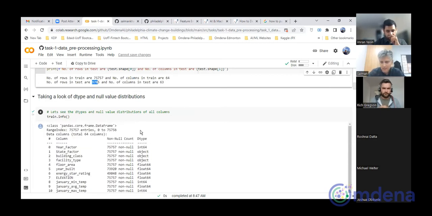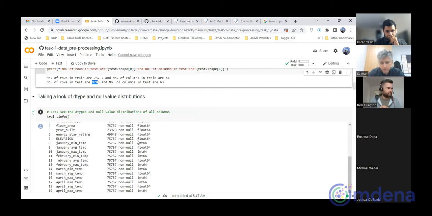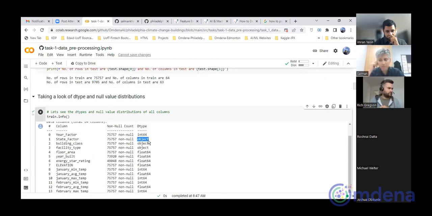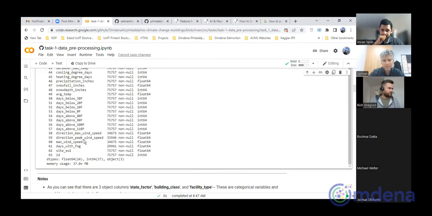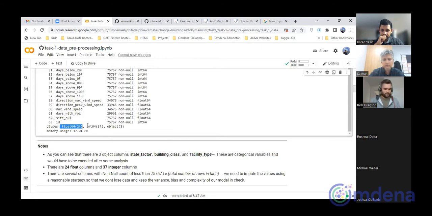You can see that some of the variable types are object. Object means they may have multiple different data types, or maybe it is a string. So most probably they are categorical variables. Some of them are integers, some of them are float. The difference is just the decimal places. If there are decimal places, those are floats. If there are no decimal places, those are integers. It gives you the summary at the end: how many float variables we have, 24, how many integer variables, 37, and how many object variables, 3.